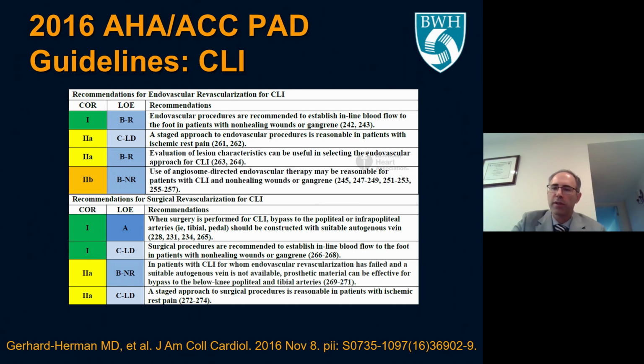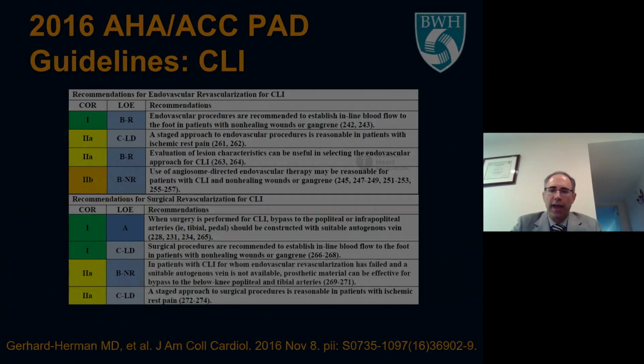If we're going to do a staged procedure, we're going to improve that inflow first, and then we'll worry about whether we have to try to stent or do surgery on more distal disease. For surgery, we want to try to get complete revascularization. So if we're going to do a bypass, we want to go past as many of these blockages as we can, and we want to use vein graft if we can. We really want to try to avoid using graft material because the patency rates are not that good.